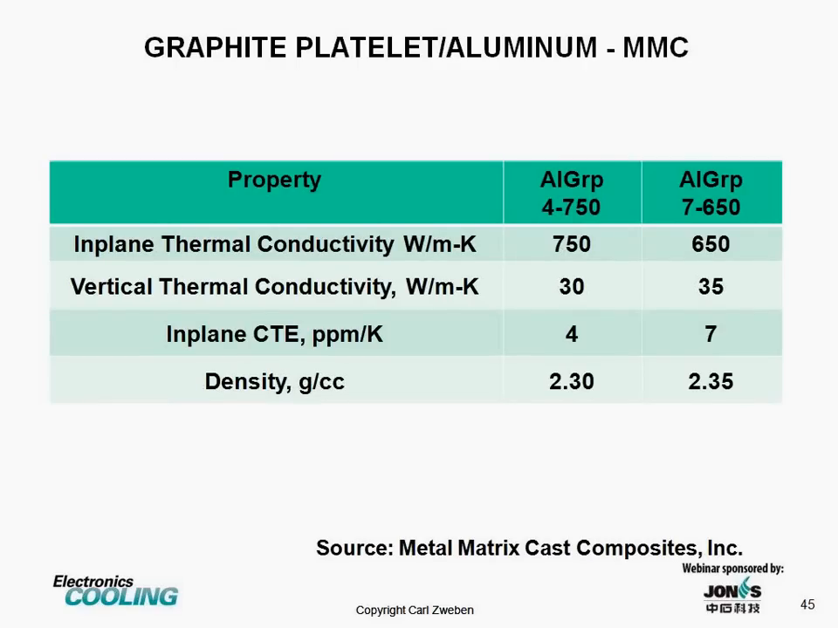This is another metal matrix composite in which the reinforcements are graphite platelets. And notice that we get in-plane thermal conductivities as high as 750 watts per meter Kelvin. The material is highly anisotropic, so the vertical thermal conductivity is pretty low. But we have the benefit of low coefficients of thermal expansion in plane and much lower densities than certainly copper, and even lower densities than aluminum. So big advantage in plane thermal conductivity, low CTE, and low densities.